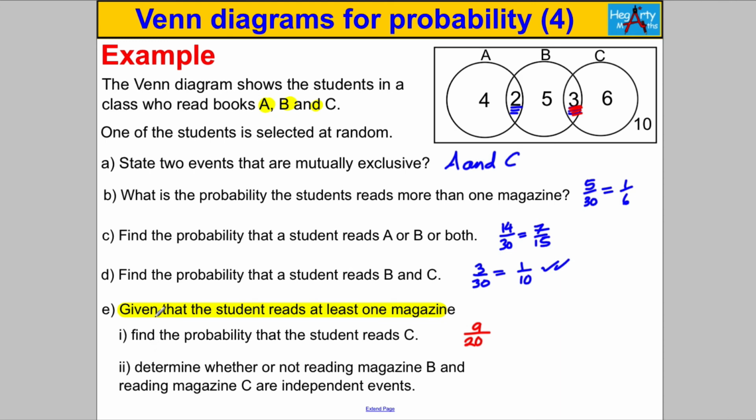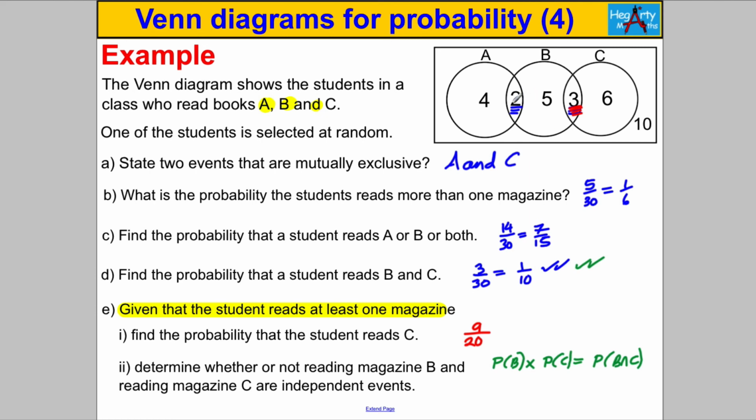And the last one, it says, given that the student reads at least one magazine, determine whether or not reading magazine B and reading magazine C are independent. Well, if they were, then the probability of B happening, if I found that out and multiplied it by the probability of C happening, it would certainly give me the answer for the probability of B intersection C. That is one of the conditions for independence. So we actually know this from part D. We've already worked this out. So if we get the probability of B multiplied by the probability of C and get the same answer as part D, we'll know they're independent.